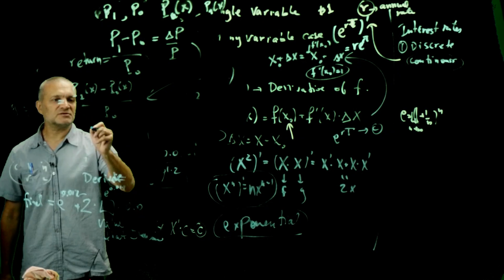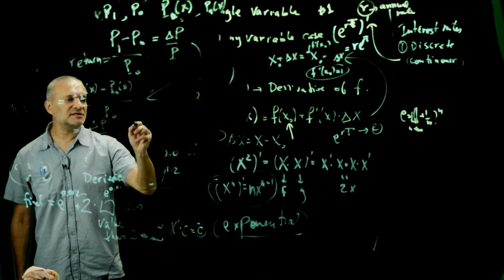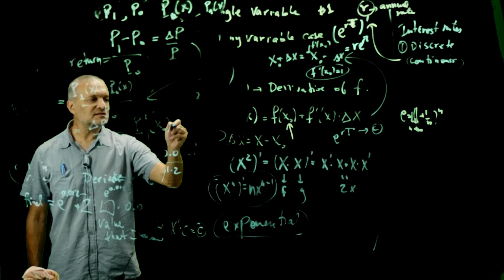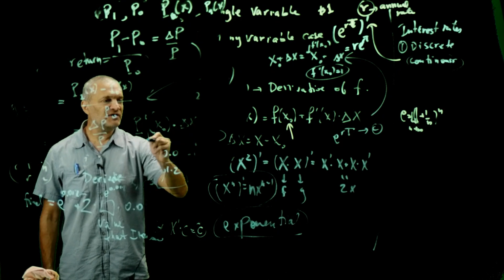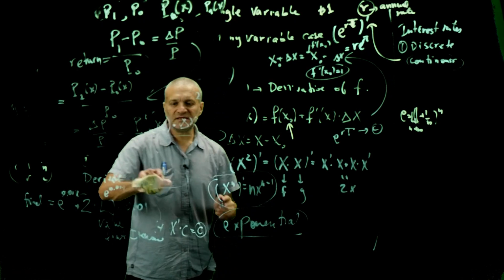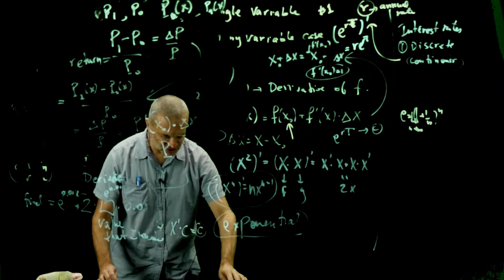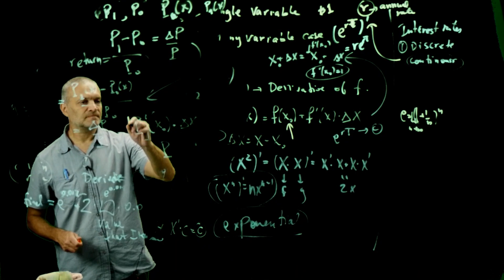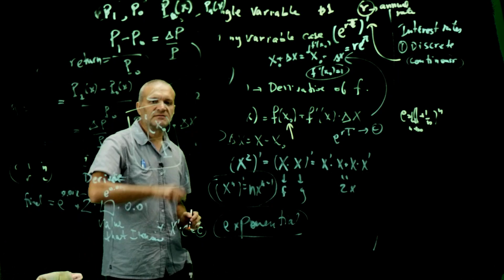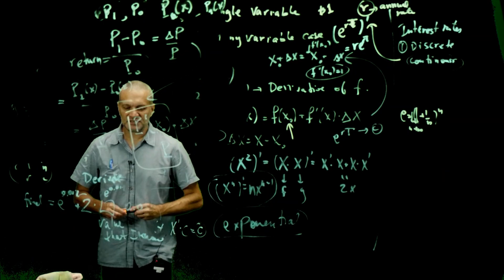And now I will do the following magic. I will say that this is going to be delta p divided by p. But what is delta p? I can say that this is p prime of x0 times delta x divided by p. So what I'm getting here is that I have a derivative, I have a quotient here, and I multiply it by delta x. So where is this quotient coming from? This is actually a very interesting story.